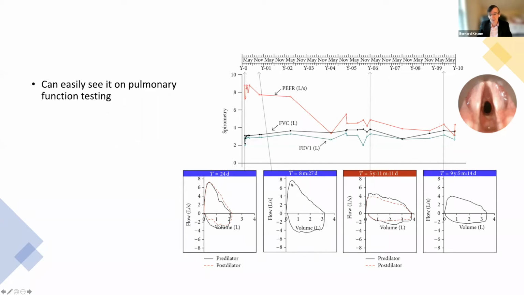And just see how it's relatively normal here and it becomes square. This is called squaring of the pulmonary function test. And this is a kid getting airway stenosis over time. So you can see a gradual increase. And now you also see it, and then there's dilation. So very, very important to see.